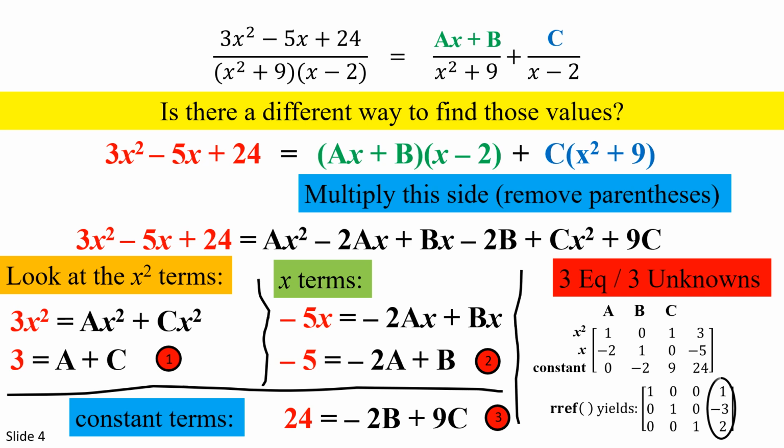Now if we use RREF, it yields, oh, look at that main diagonal. It's all ones. That means we have a solution. So a is 1, b is negative 3, and c is 2. That was the same thing we had before.